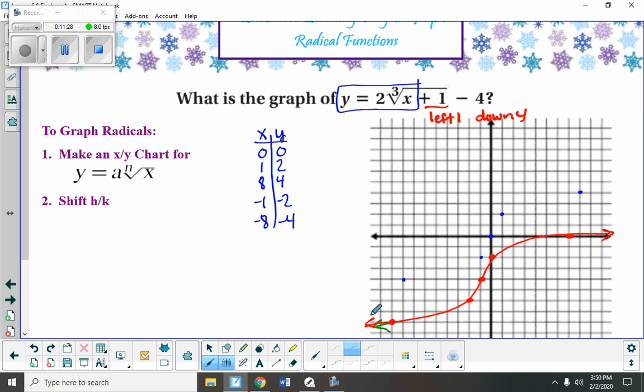All right, so as far as your domain and your range, we could put positives in, negatives in, 0 in, so it would be all reals. And for the range, your outputs would be all reals as well. So again, when you're doing your cube root functions, your domain and range will always be all real numbers.